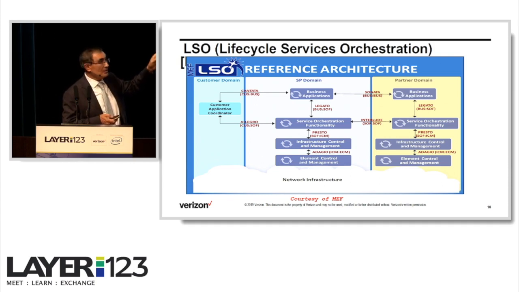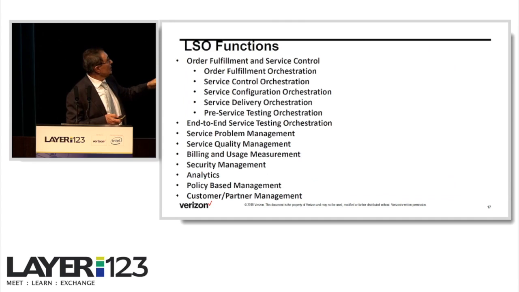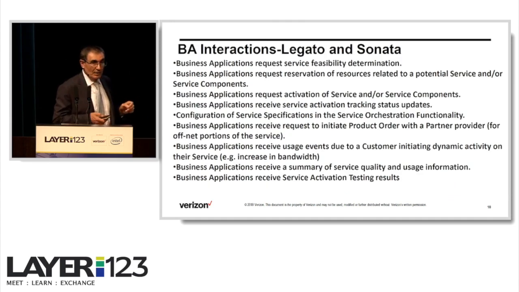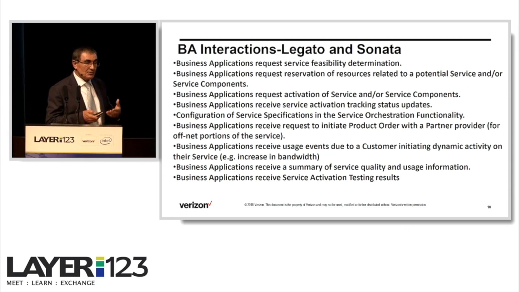So the business application interaction with the orchestrator through Legato is basically this. You look at the feasibility of the configuration that you want to do, and also you initiate those service orders, and you get the status from the other side and things like that. But at the end, you tell the service orchestrator to configure those resources that you promised through the order. All of these are part of Legato.